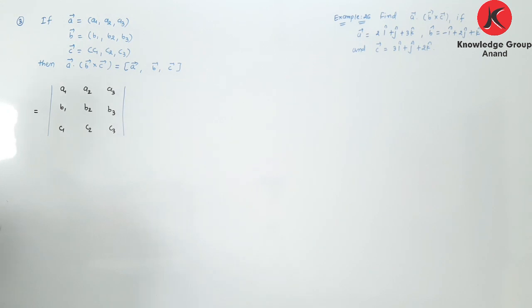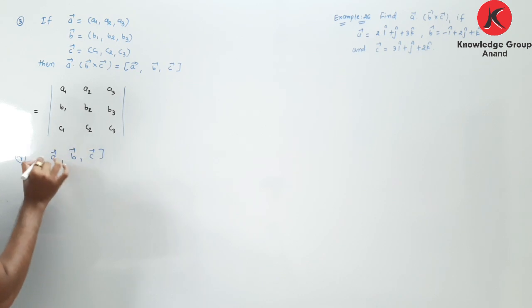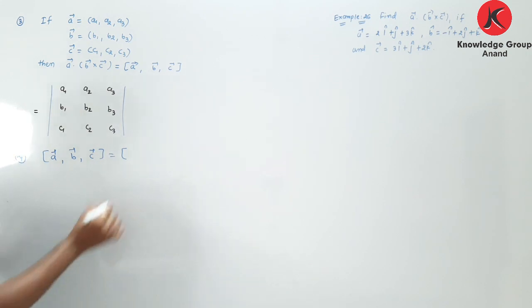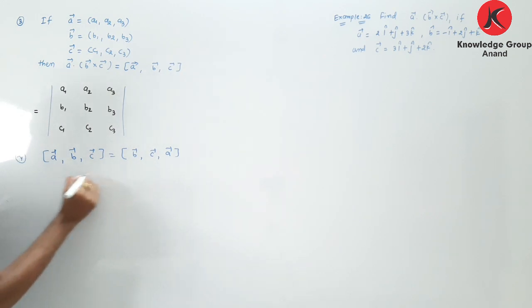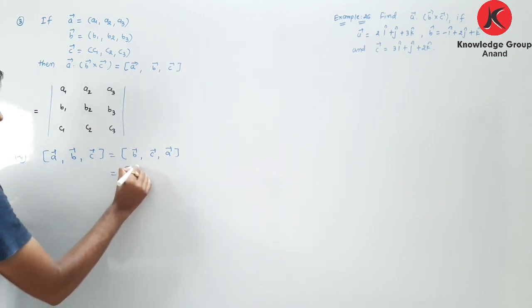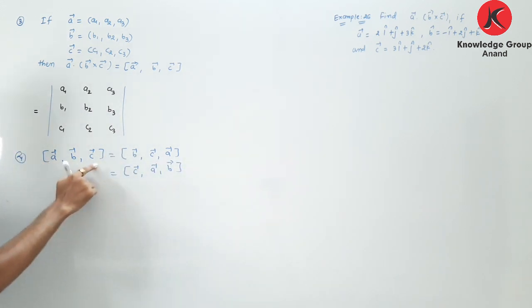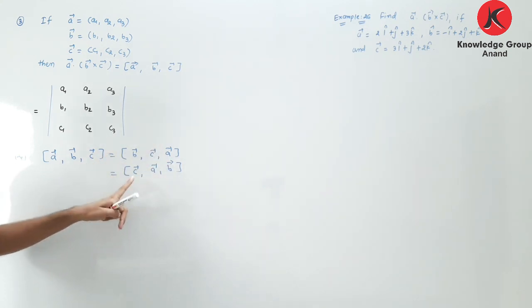Clear? The next important fourth observation is that the scalar triple product [a bar, b bar, c bar] is equal to [b bar, c bar, a bar], which is also equal to [c bar, a bar, b bar].